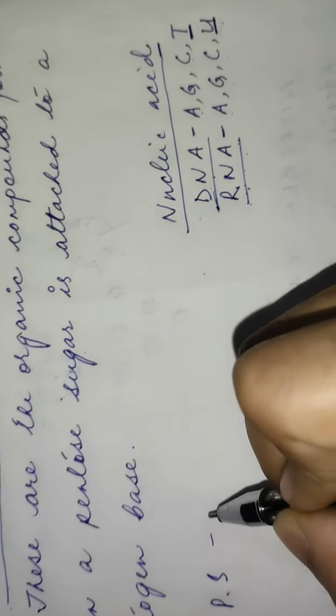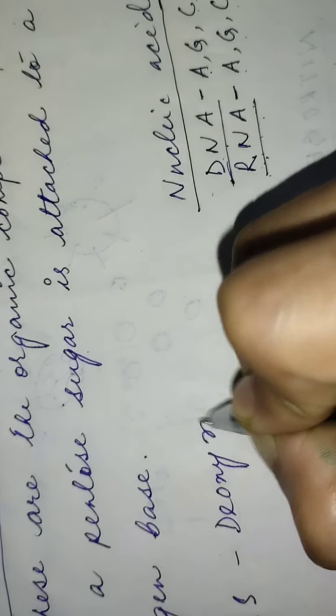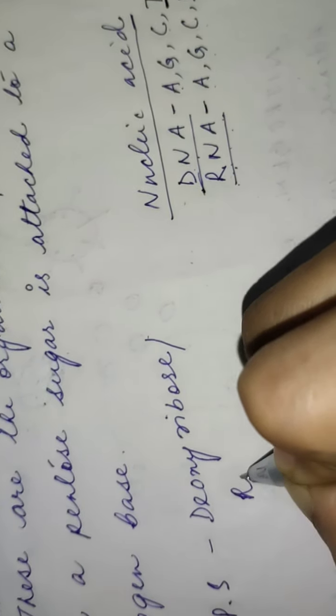So accordingly these are known as deoxyribose and ribose.